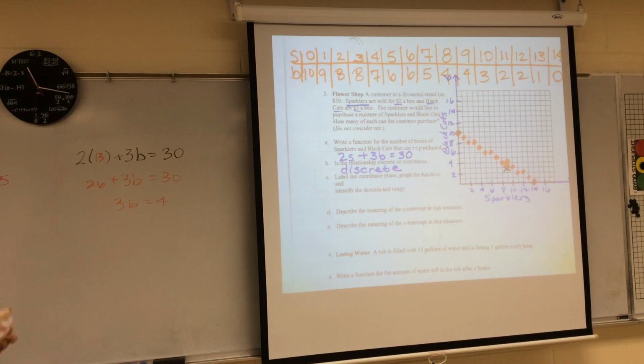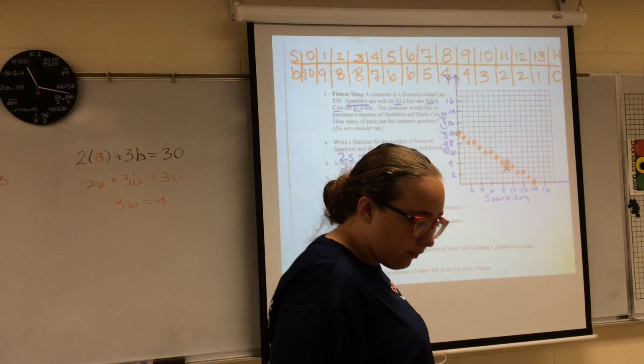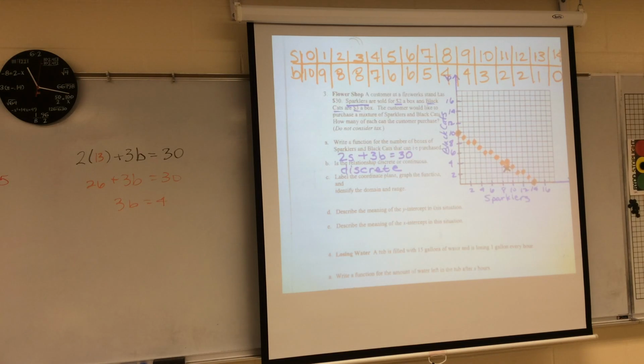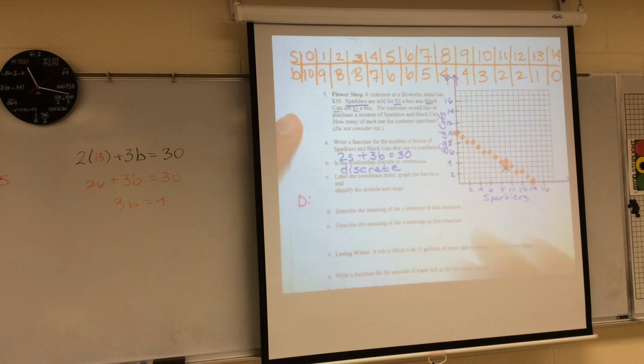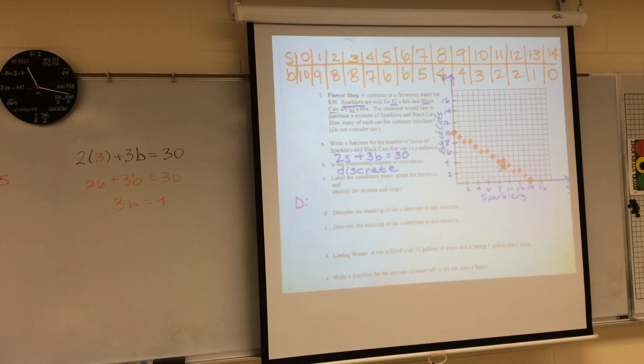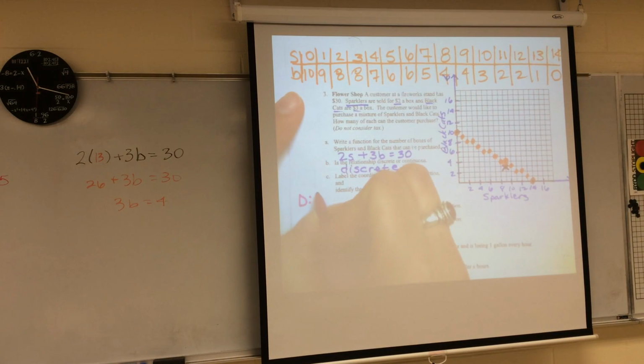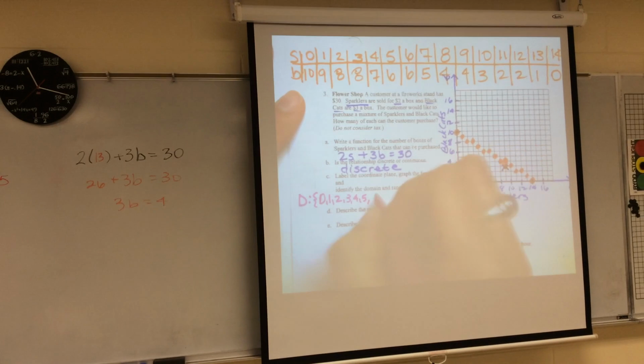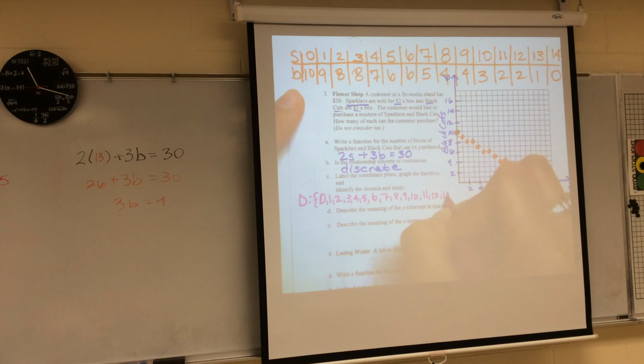Alright, so part C says label the coordinate plane, graph the function, and identify the domain and range. So we graphed the function and labeled the coordinate plane, so now we need to identify the domain and the range. Here, since it's discrete, am I going to write an inequality, or list all of the x values? We're going to list the x values, because 1 through 14 would imply 1.5, 2.7, 3.9, right? So we have to list them: 0, 1, 2, 3, 4, 5, 6, 7, 8, 9, 10, 11, 12, 13, 14.